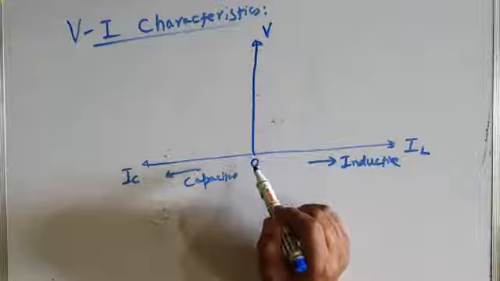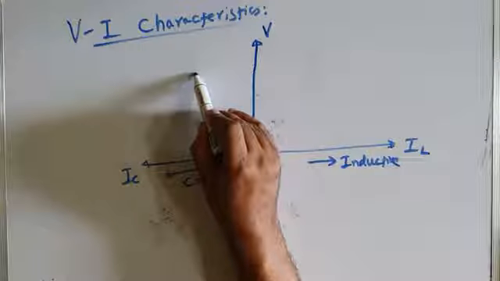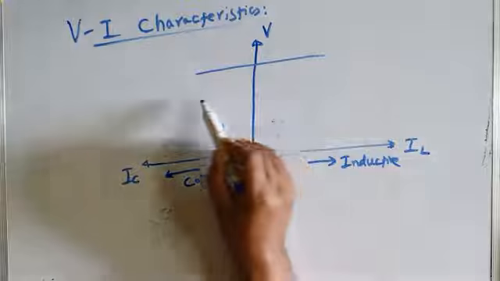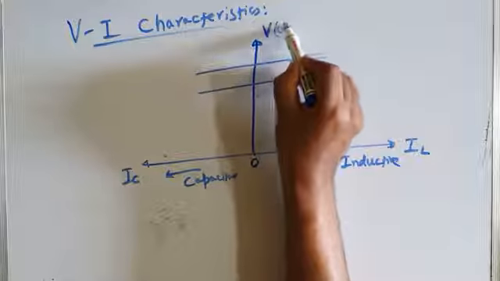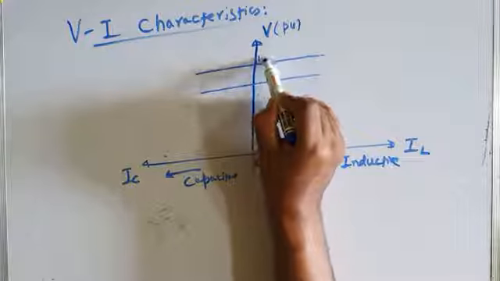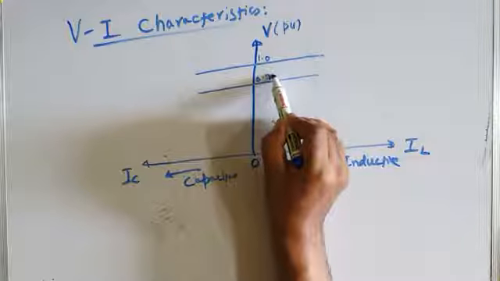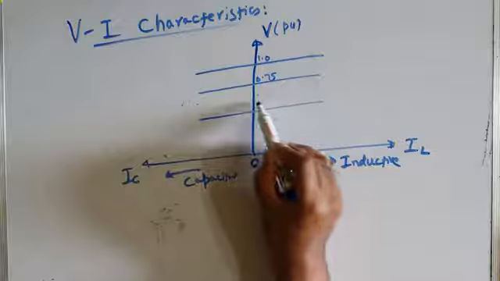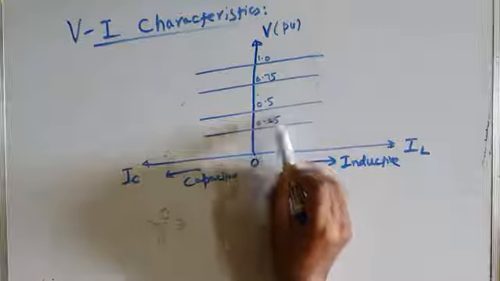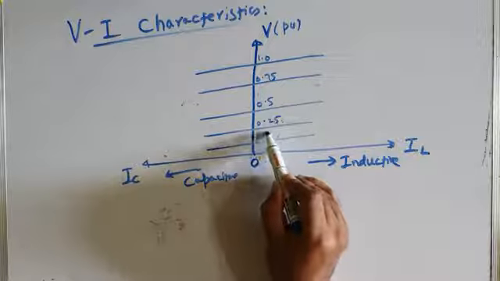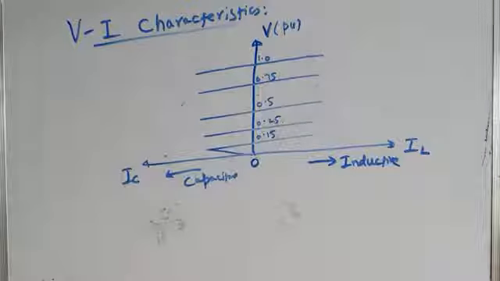Let me show you the currents. The currents will be like this. Let me first of all draw one. So this is, let's say, voltage in per unit. So this is 1 per unit. This is 0.75 per unit. This is 0.5 per unit. 0.25 per unit. 0.15 per unit, and then it will collapse.